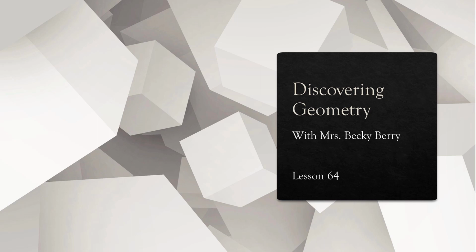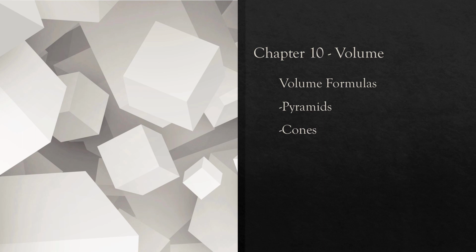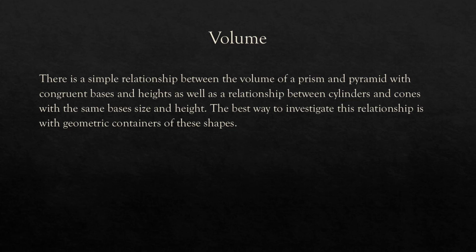This is lesson 64. In this lesson, we will talk about volume and the volume formulas for pyramids and cones. There is a simple relationship between the volume of a prism and pyramid with congruent bases and heights, as well as a relationship between cylinders and cones with the same bases and heights. The best way to investigate this relationship is with geometric containers of these shapes.